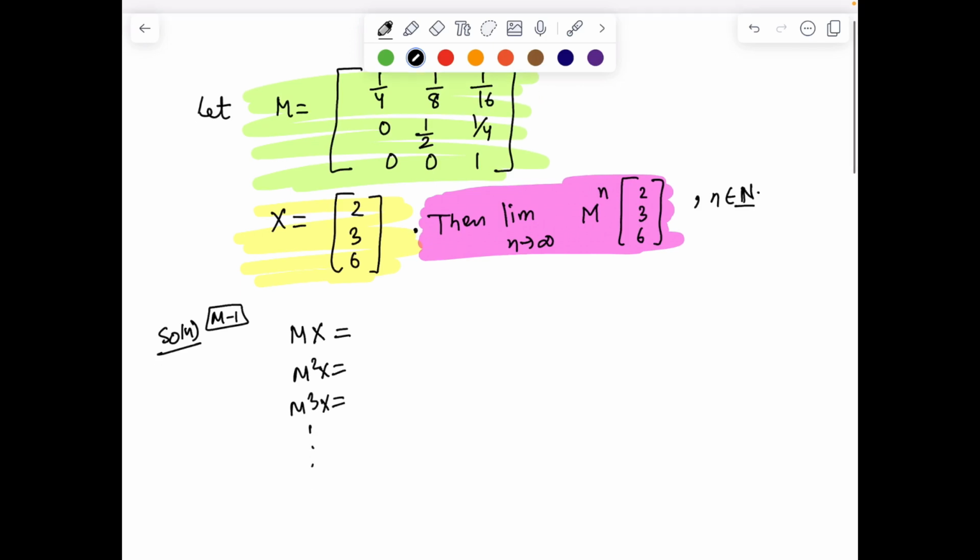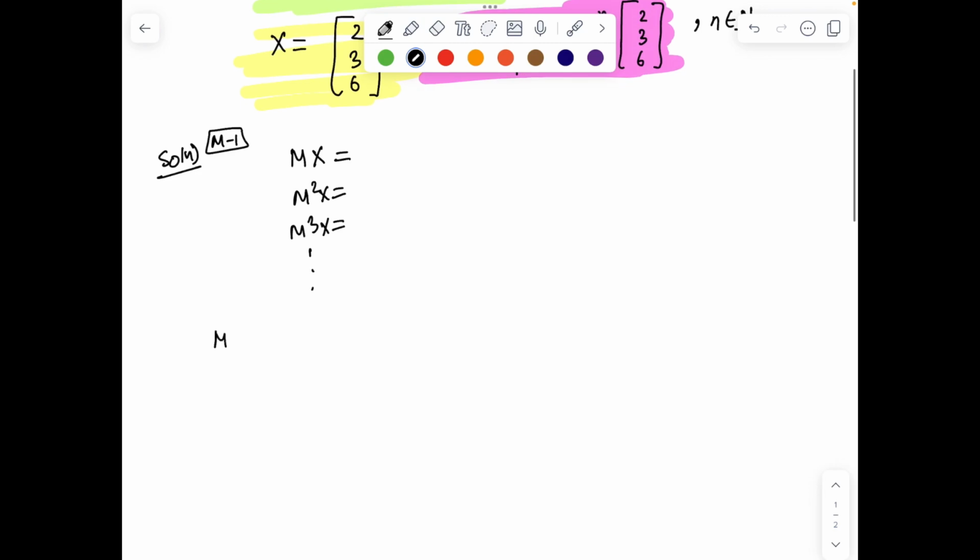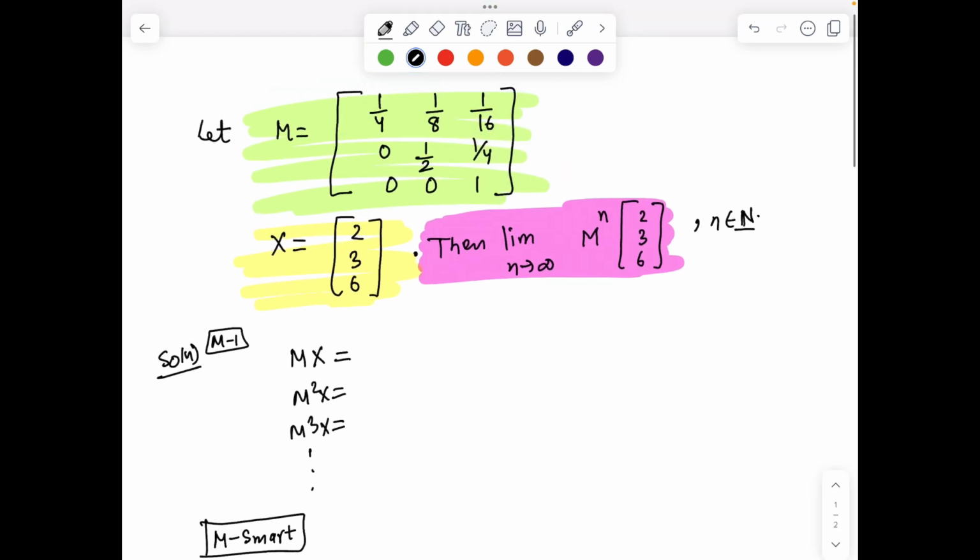I'm going to give you a smart way of doing this. So, method smart. First thing in this kind of problem, you try to observe something. For example, here what about the sum of this row? Clearly the sum of this row is not 1. Now why did I think of the sum of rows to be 1? Because if the sum of a row is 1, then maybe this matrix M will have a special property.